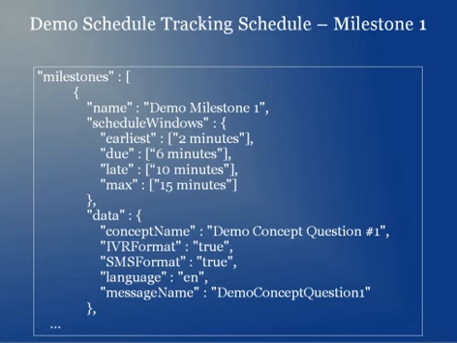The data for this milestone has a concept name of Demo Concept Question 1. You should recognize that term concept from my earlier mention of OpenMRS terminology as the basic unit of functionality in OpenMRS, and also as what, during the demo, patients are going to be fulfilling after receiving notifications. We see that both the IVR and SMS formats are set to true, which means that both an IVR phone call and SMS text message are going to be sent. The language is English or EN, and the unique message name is Demo Concept Question 1.